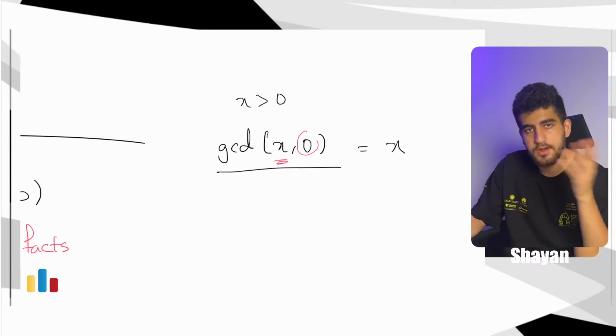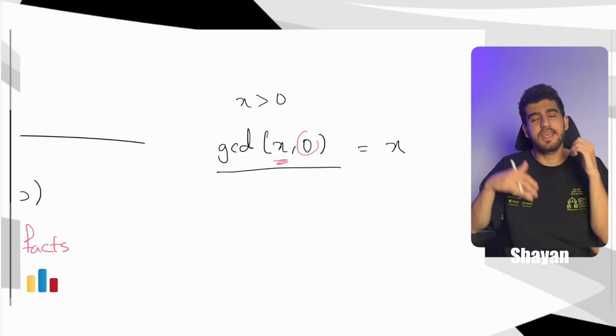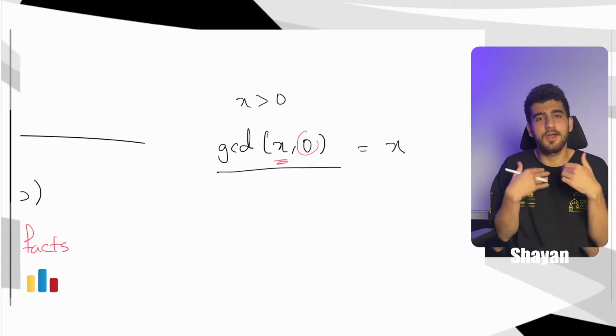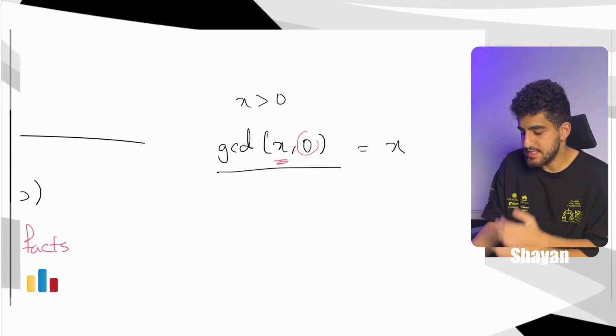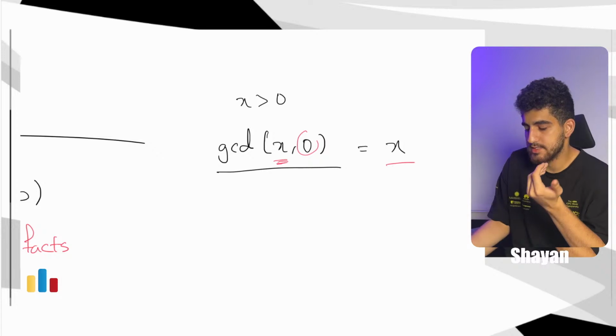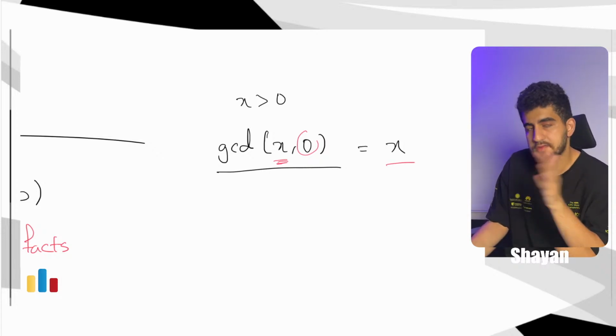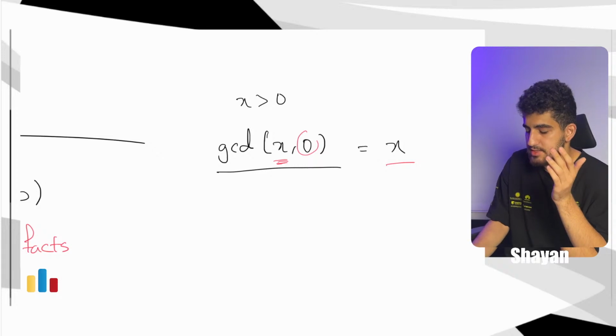And for 0, every number is okay. 0 is like something that everything is okay with. Everything you choose, I'm a multiple of that. So GCD of x and 0 is going to be equal to x, because for x, the greatest possible divisor is x. For 0, everything is okay. So GCD of x and 0 is x.